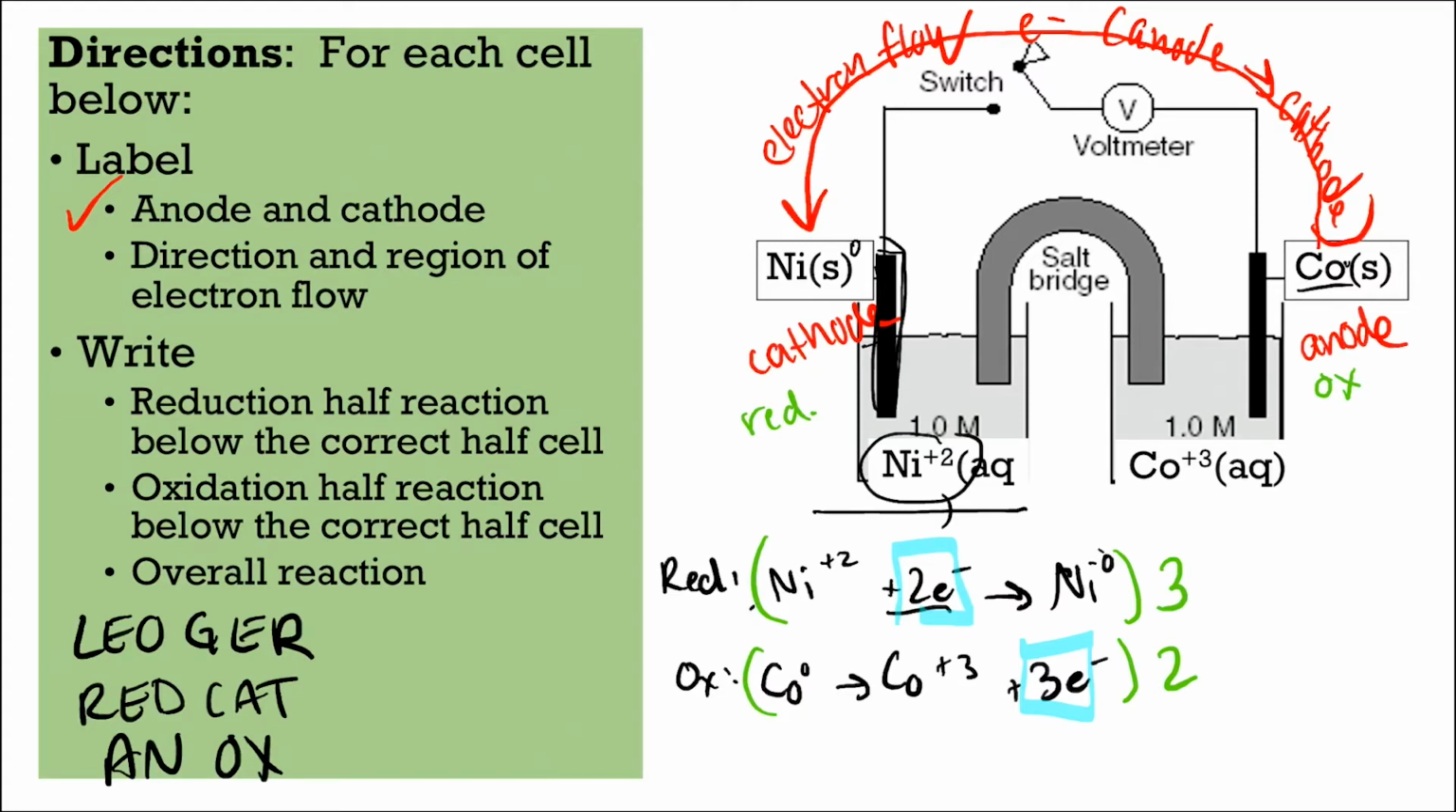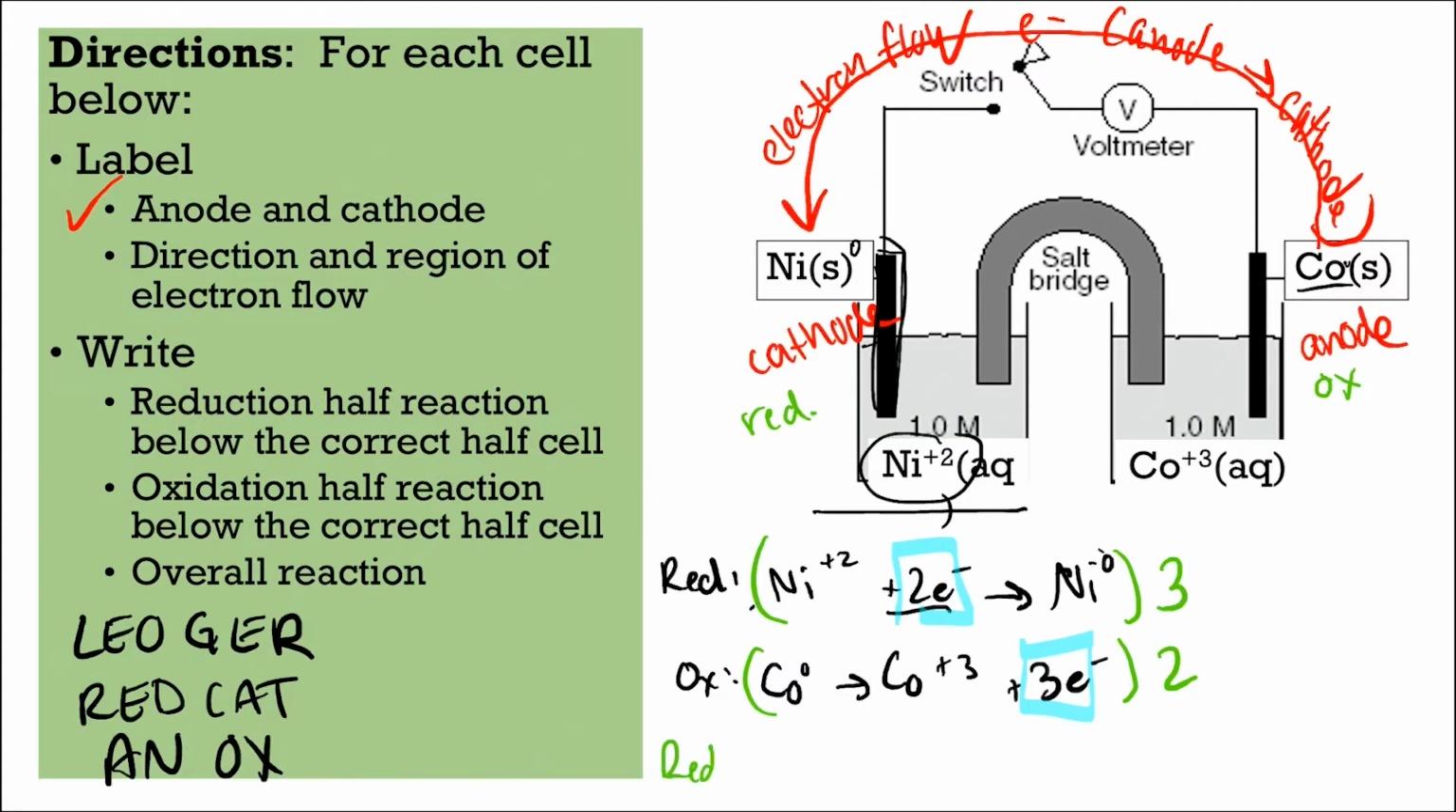Okay, so I'm running out of room. I'm not going to show every single step of this. If the balancing part doesn't make sense, go back to the two half reaction lessons that go over this. So when you do this, you'll have an equal number of electrons on both sides. You can kind of forget that.